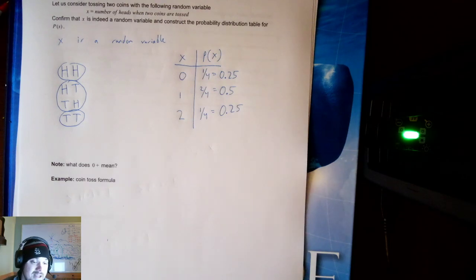Think like 0.00000000001. You might just write 0 plus instead. And we'll see that sometimes in tables. You might see the value of 0 plus in a table, which basically means it's possible, but it's super unlikely, right?